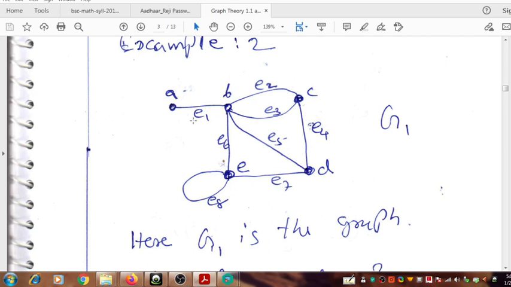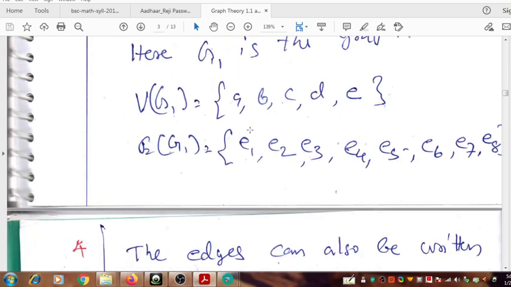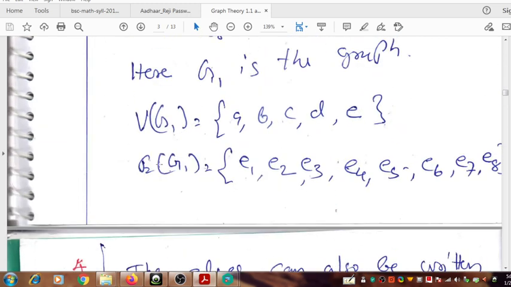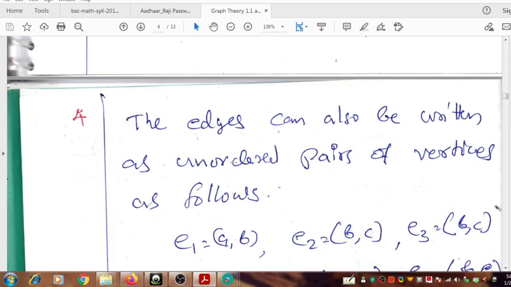You can replace E1 by AB. You can write E2 by BC. You can write E3 by BC, etc. So by replacing these labels of edges, you can include suitable pairs of vertices. That way also you can write that edge set. Thus we have the vertex set and the edge set related to that graph.